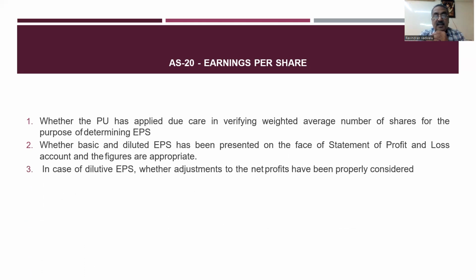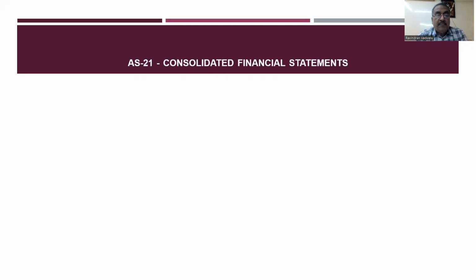Next one is, in case of diluted EPS, whether adjustments to the net profits have been properly considered. So you have to see what adjustments you have to make to arrive at the EPS, whether everything is being considered. That is whether we can add the depreciation or not. Or even we can say that whether non-cash items have been added or not, that you have to see.